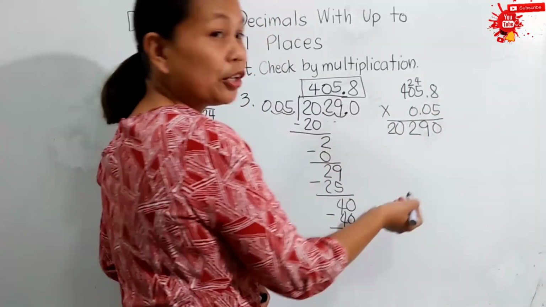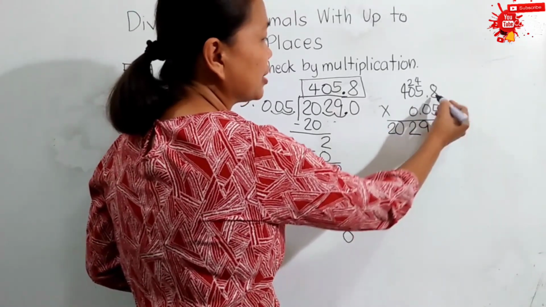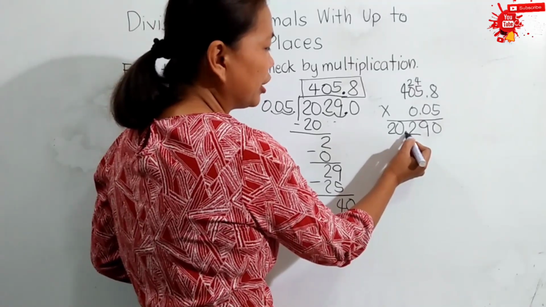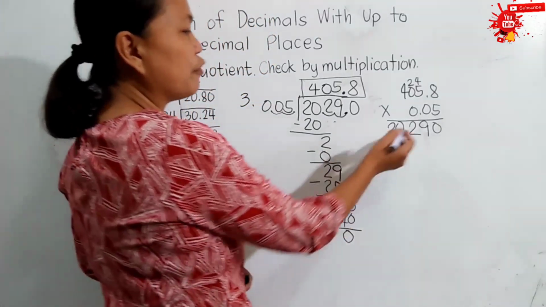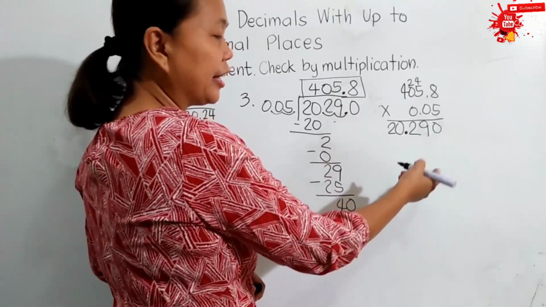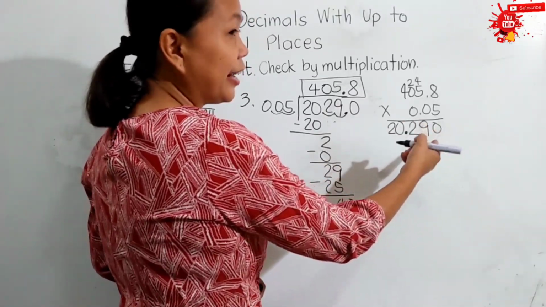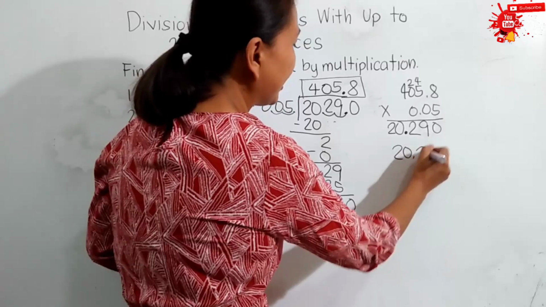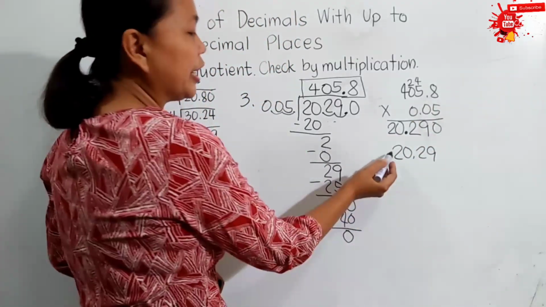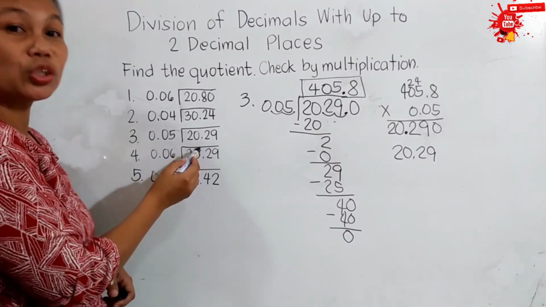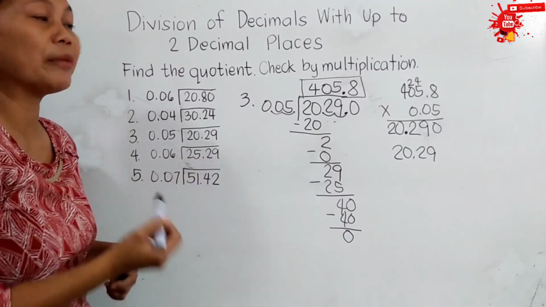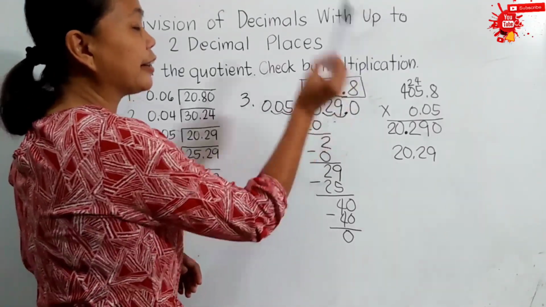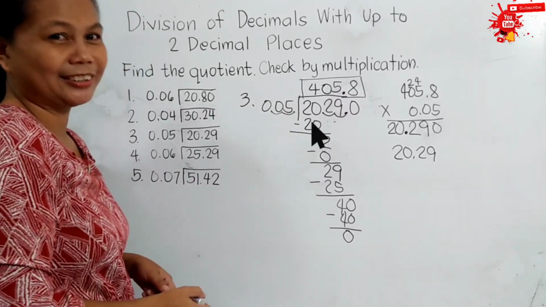So bilang na lang natin yung number of digits or decimal points. So 1, 2, 3. So dito yung location ng ating decimal point. So if you notice, 20.290 or 20 and 290 thousandths is the same with 20 and 2900 ten-thousandths. So it is the same with our dividend, which is 20 and 2900. So it means that our answer for number 3, which is 405 and 8/10, is correct.